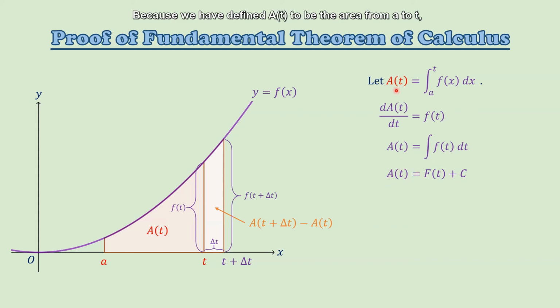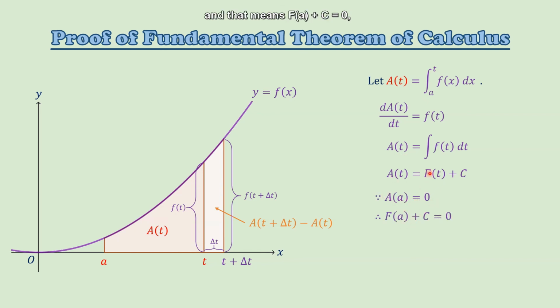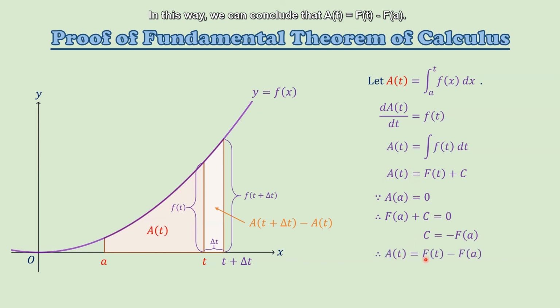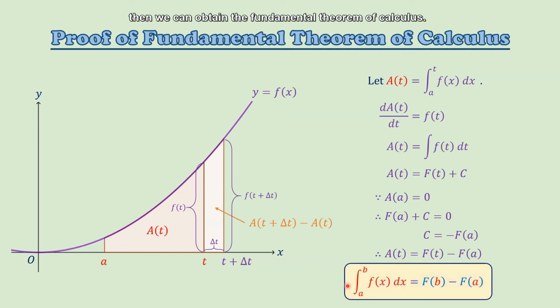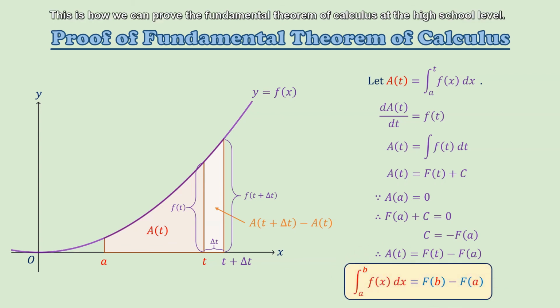Because we have defined A(t) to be the area from a to t, that means the area from a to a should be equal to 0. In this way, we can argue that A(a) is equal to 0, and that means F(a) plus C is equal to 0, and then C is equal to minus F(a). In this way, we can conclude that A(t) is equal to capital F(t) minus capital F(a). In other words, this definite integral is equal to capital F(t) minus capital F(a). And if we replace t with b, then we can obtain the fundamental theorem of calculus. This is how we can prove the fundamental theorem of calculus at the high school level.